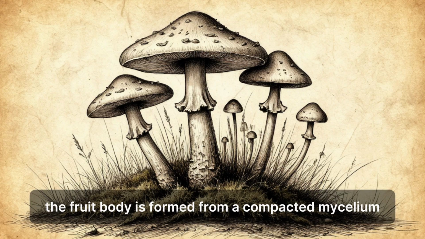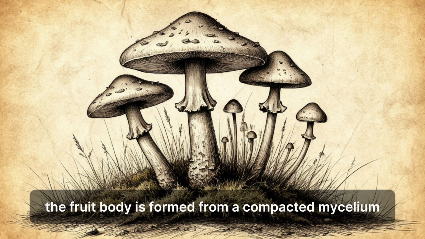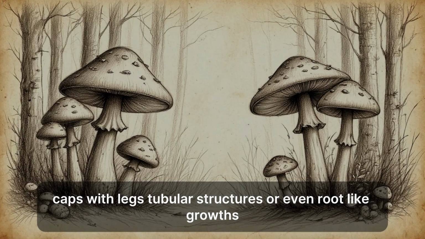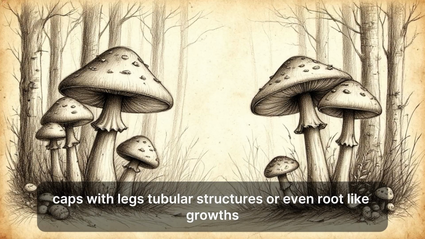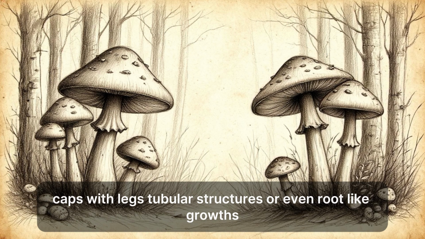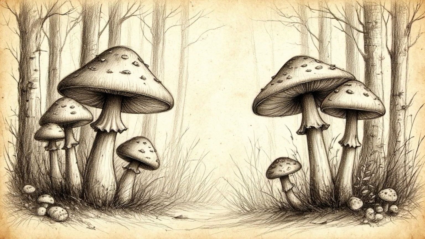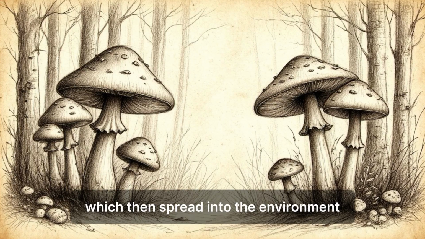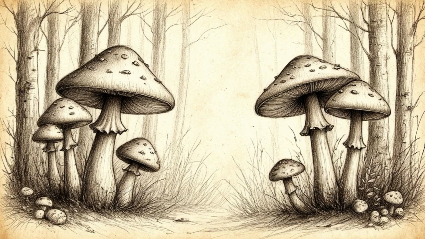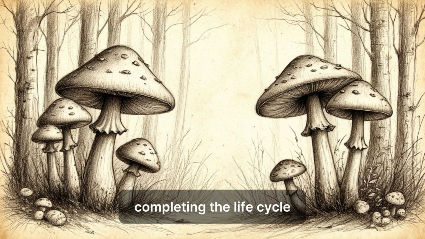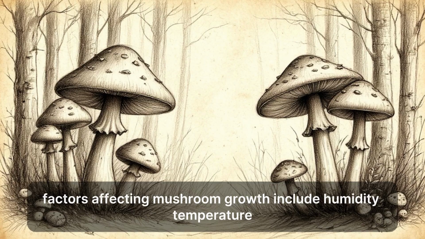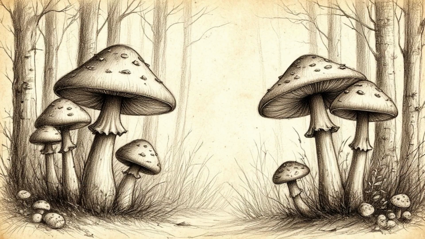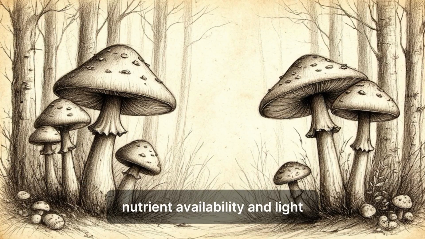The fruit body is formed from a compacted mycelium and can take on a wide variety of shapes: caps with legs, tubular structures, or even root-like growths. Spores form inside the fruit body, which then spread into the environment, completing the life cycle. Factors affecting mushroom growth include humidity, temperature, nutrient availability, and light.